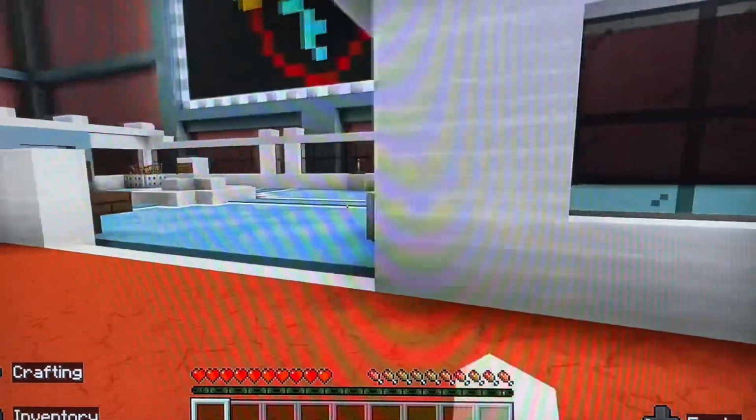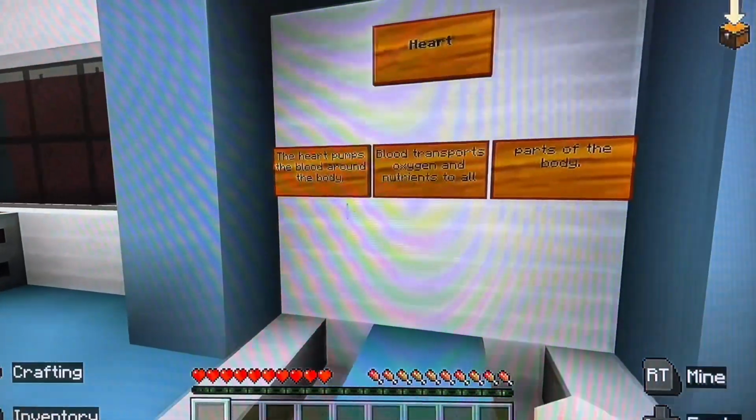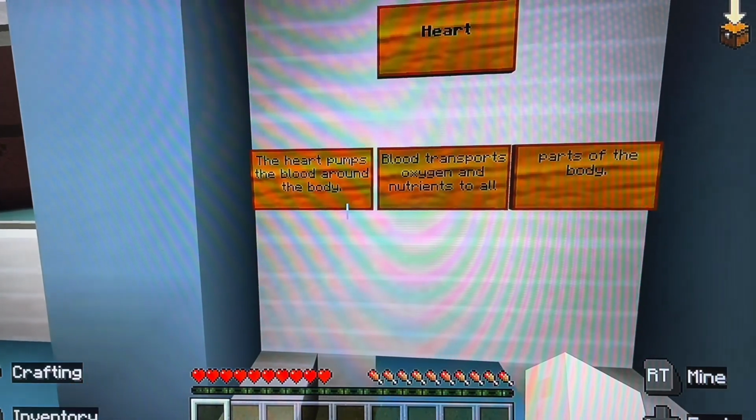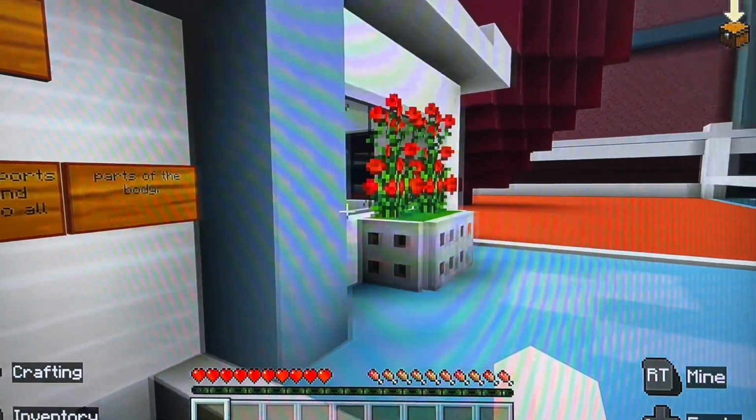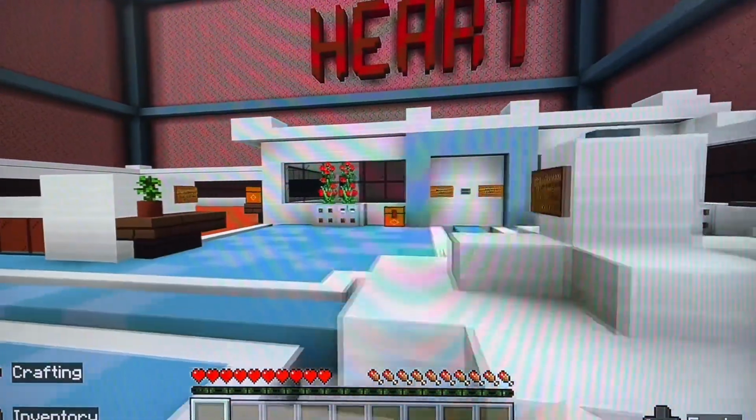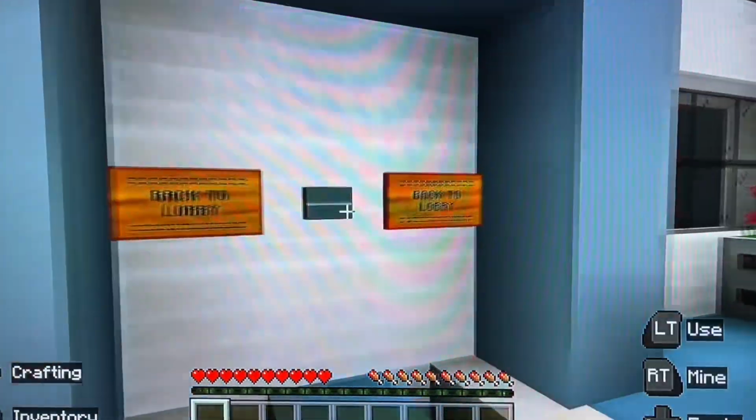And just reading the information about the heart, let's have a look. It pumps blood around the body. Blood transports oxygen and nutrients to all parts of the body. Okay, let's see what we have next. What the organs to it.